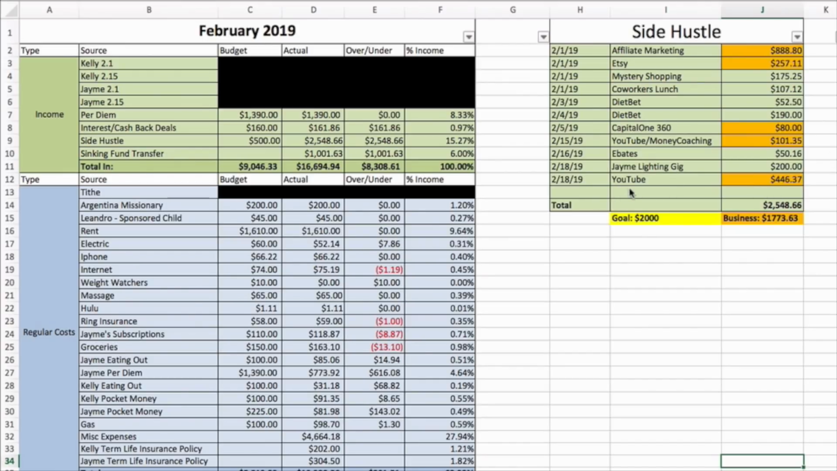I'm looking at getting a new camera. I currently film everything on my iPhone. And so when I hit 20,000 subscribers, I'm going to be getting a camera, which is awesome.